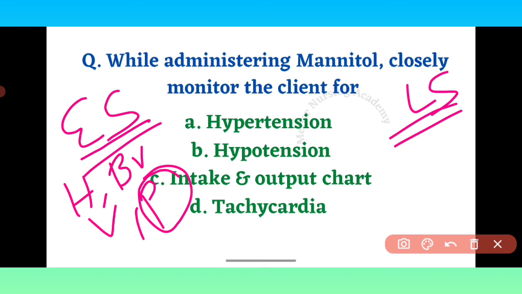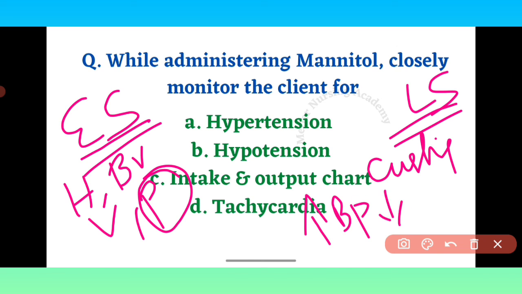What about the late sign? Cushing triad will be there. What triad will be there? Cushing triad. What is Cushing triad? Increase in the blood pressure, decrease in the heart rate, and decrease in the respiration will be there.